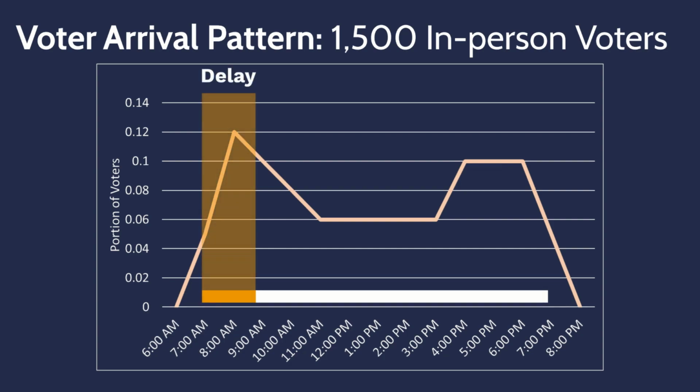To represent a delay in the opening of the polls, voters do not start being checked into the polling location until 9 a.m. We assume that voters who arrive to the polling location between 7 a.m. and 9 a.m. will choose to wait for the polling location to open rather than leaving or returning at a later point on Election Day.